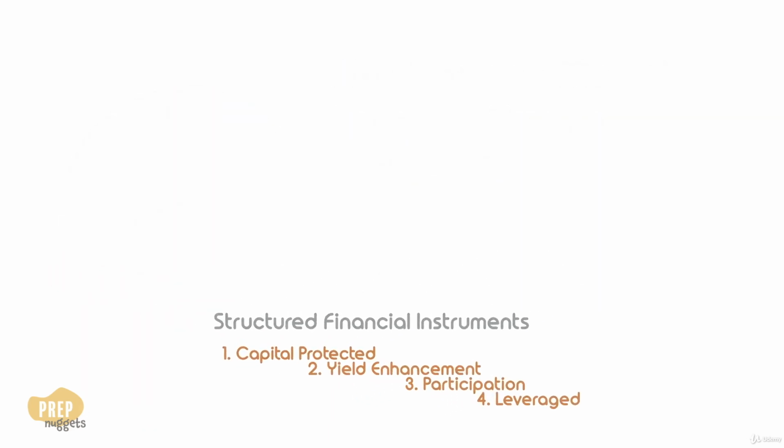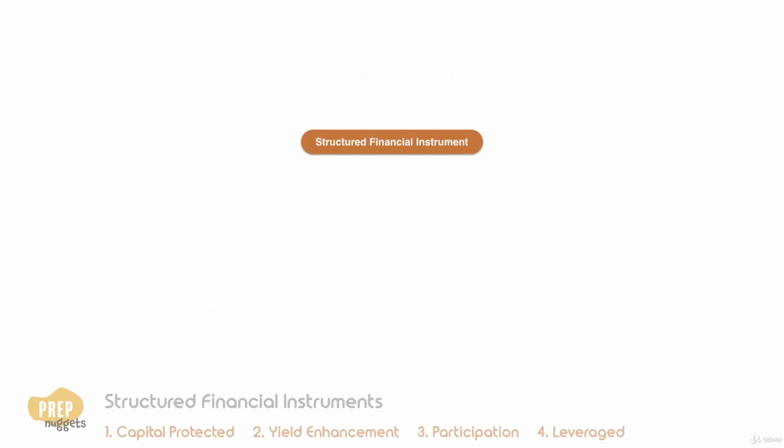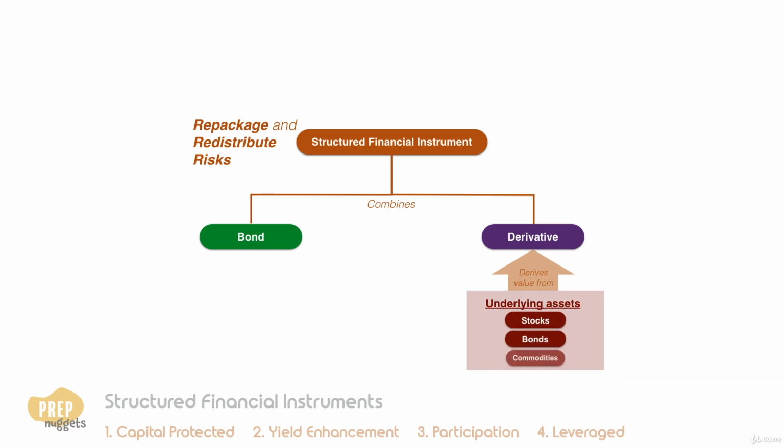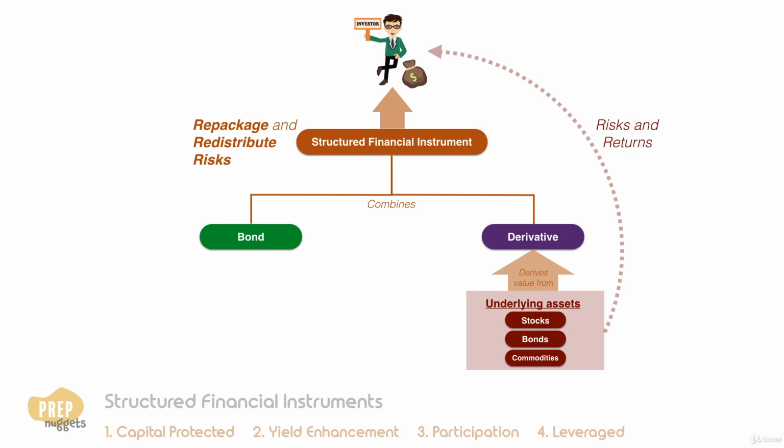Let's get started. A common attribute of all structured financial instruments is that they repackage and redistribute risks. These instruments typically have customized structures that often combine a bond and at least one derivative. Derivatives are financial instruments that derive value from one or more underlying assets, such as equities, bonds, and commodities. As such, the risks and returns to an investor of a structured financial instrument are linked to the performance of the underlying asset. We'll be making references to a few derivatives in this lesson, so if you're not familiar with them, do refer to the course on derivatives.